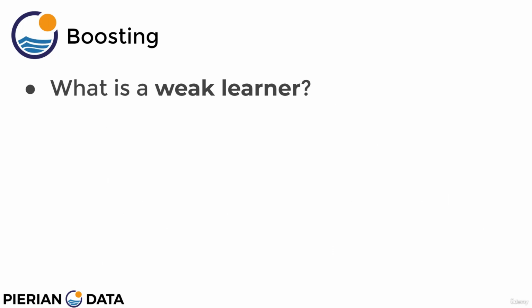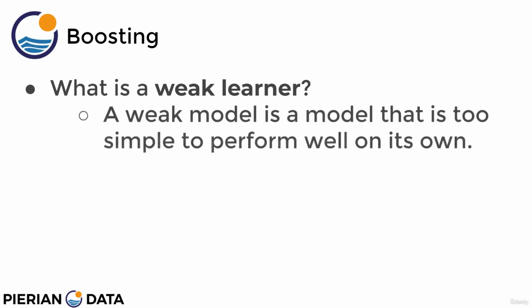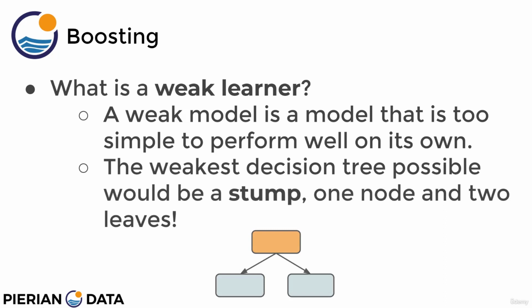So let's clarify this idea of what is a weak learner. A weak model, weak learner, or weak estimator is, simply put, a model that is too simple to perform well on its own. We can understand this by thinking about a decision tree. The weakest decision tree possible would be known as a stump, essentially one node and two leaves. And this is the weak learner we're going to be working with in adaptive boosting. We're actually going to be able to take a multitude of these weak learners or stumps and build out a very good model by using adaptive boosting. So let's see how this is done.